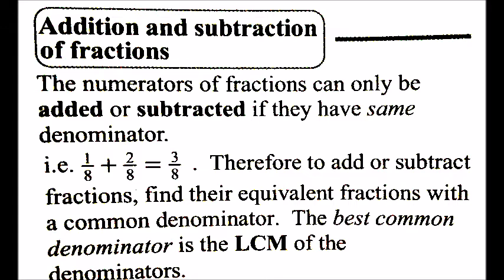The numerators of fractions can only be added or subtracted if they have the same denominator, i.e. 1 over 8 plus 2 over 8 is equal to 3 over 8. Therefore, to add or subtract fractions, find their equivalent fractions with a common denominator. The best common denominator is the LCM of the denominators. Let's look at some illustrative examples.